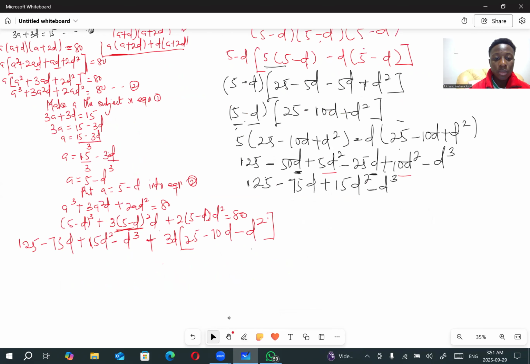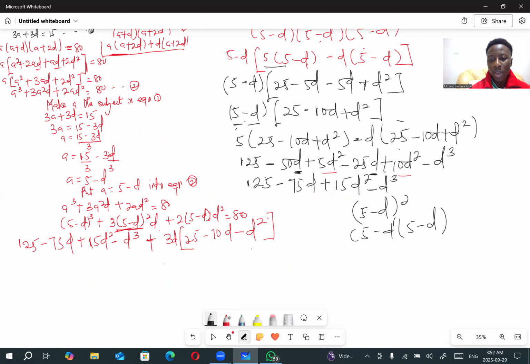So it's what you know. 5 minus d all squared. What does it mean? It means 5 minus d times 5 minus d. Now I'm giving you some moment. Solve this, 5 minus d times 5 minus d, and see if you will not get this answer. You pick 5, use it to multiply everything here. Then you pick minus d, use it to multiply everything there. So solve it now.